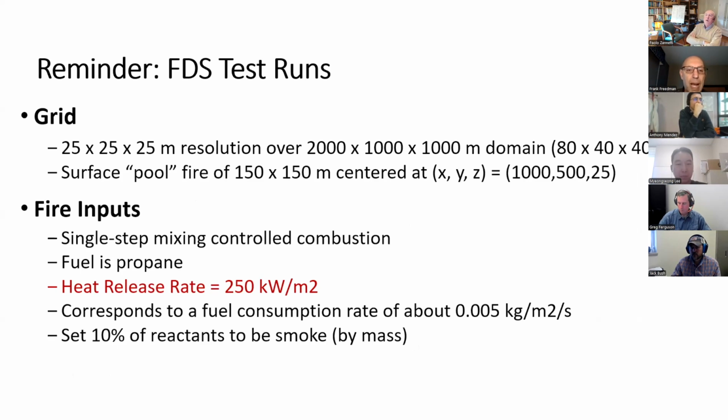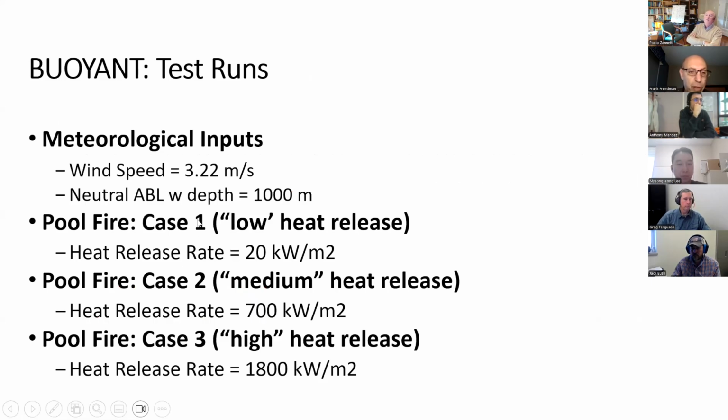Just as a reminder, to reconcile this with our FDS case, I put in red here the heat release rate for the FDS case, those animations we saw, which was 250 kilowatts per meter squared. So 250 puts that case between case 1 and case 2. Just to get some context with what we saw before.